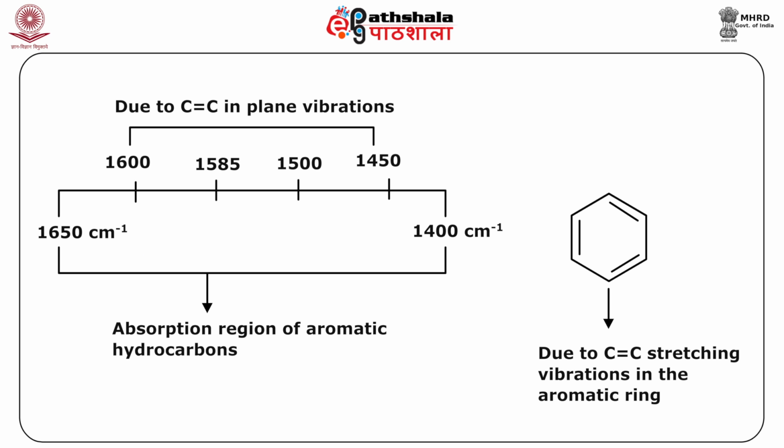Now, aromatic hydrocarbons show absorption in the region 1650 to 1400 centimeter inverse due to C double bond C stretching vibrations in the aromatic ring. There are normally 4 bands in this region at about 1600, 1585, 1500 and 1450 centimeter inverse, and are due to C double bond C in plane vibrations. The absence of these bands indicates the compound is not aromatic.